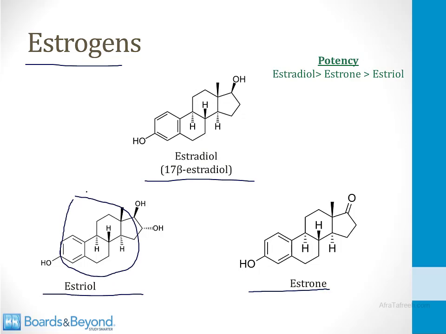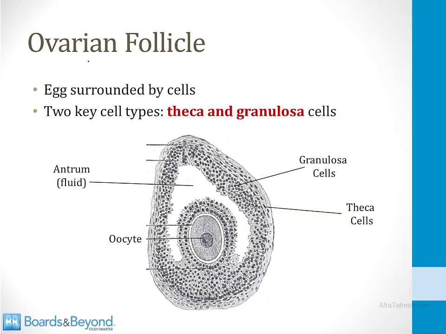The potency of the estrogens is such that estradiol is the most potent, estrone is in the middle, and estriol is the weakest of the estrogens. Estrogen synthesis occurs primarily in the ovaries. Specifically, it occurs in the ovarian follicles. The follicles are the structural units of the ovaries. They consist of an egg surrounded by cells.